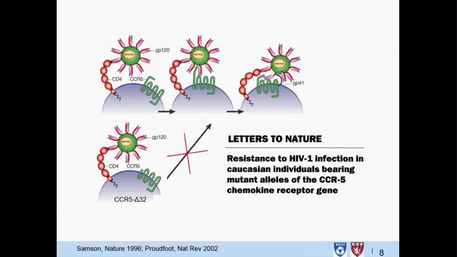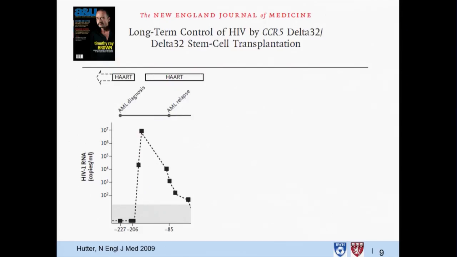And because of that, these individuals, when they have a deletion in both copies of their CCR5, are actually functionally resistant to HIV infection. And for Timothy Rebound, he unfortunately had to go through a diagnosis of acute myeloid leukemia. Right? So he actually had an AML diagnosis, and this graph shows his viral load over time.